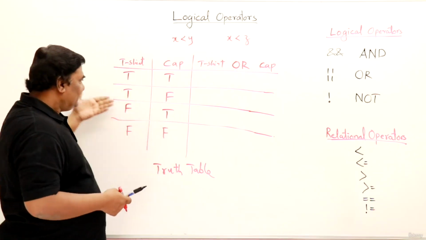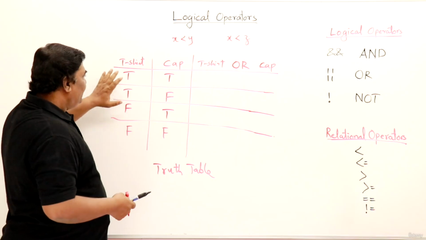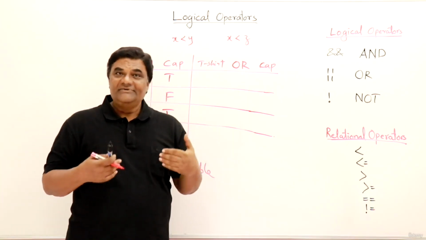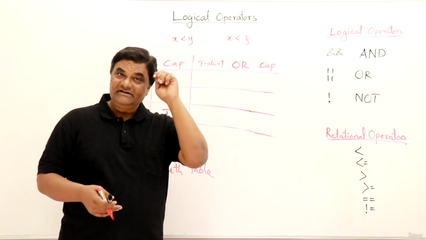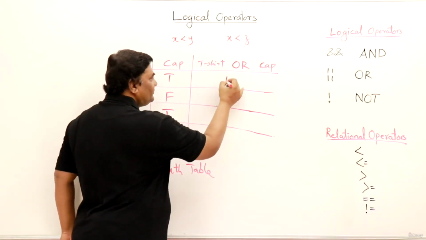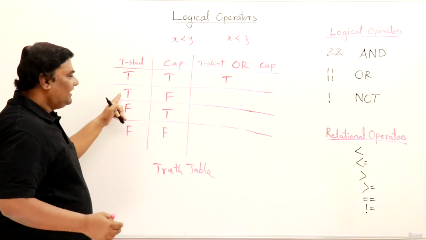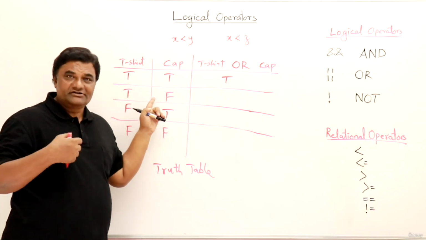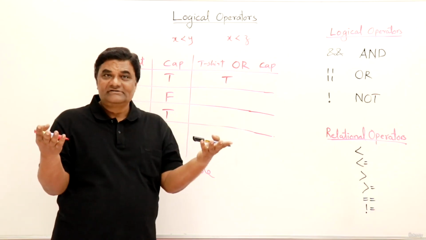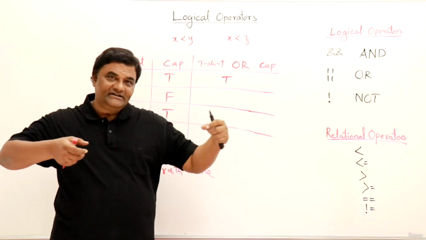So I will take these examples and show you. If both the statements are true, suppose I am wearing a cap. So I am wearing t-shirt, true. I am wearing cap, true. Both are true, so my statement is true. Now second one. I am wearing t-shirt. Yes, I am wearing t-shirt, true. Then I am wearing cap. I am not wearing cap. It's false.